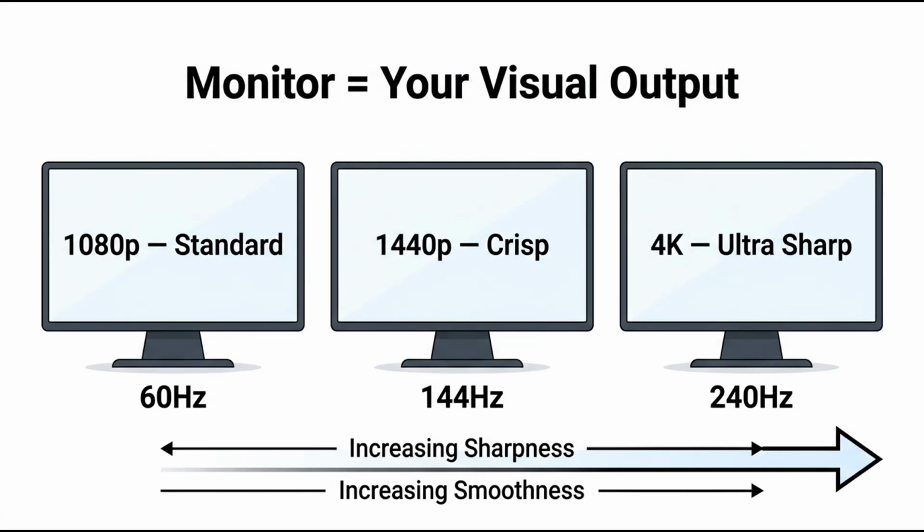The monitor is what you actually look at. It displays the visual output from the GPU. Monitors come in different resolutions. 1080p is a standard, 1440p is sharper, and 4K is ultra crisp. They also have different refresh rates. 60 Hz means 60 frames per second, while 144 Hz gives much smoother motion, especially in games. Higher Hertz equals a smoother experience.